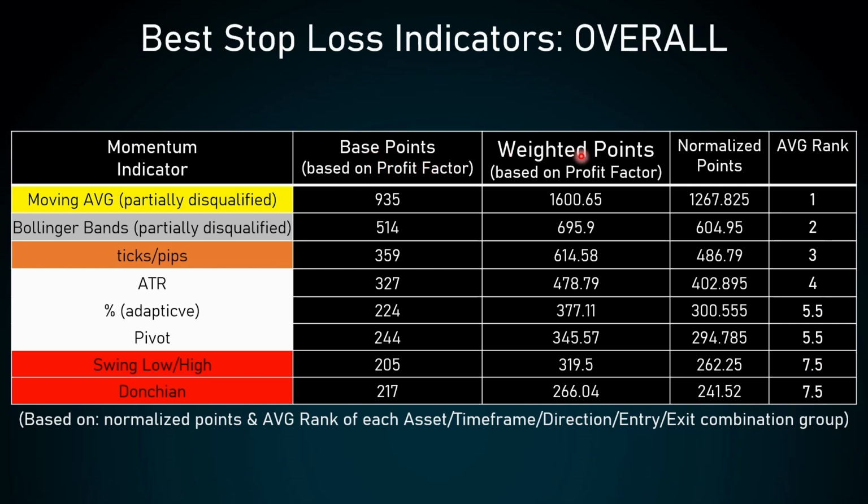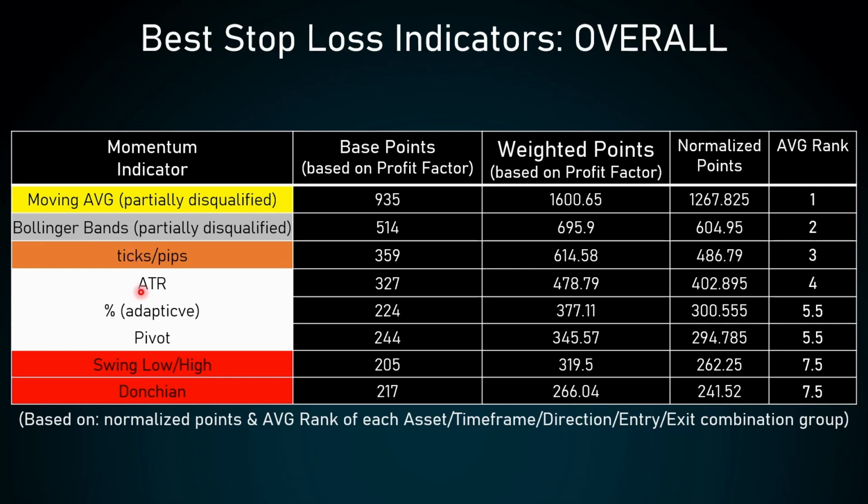According to the base points and the weighted points, the clear winner is the moving average based stop loss. But as I mentioned before, that got partially disqualified. The same is the case with the Bollinger Bands. So in my opinion, the first 2 places should not go to the moving average, neither to the Bollinger Bands. Instead, in my opinion, the real winner is the ticks/pips based stop loss. This stop loss method earned 359 base points and 614 weighted points, and got the average rank of 3.